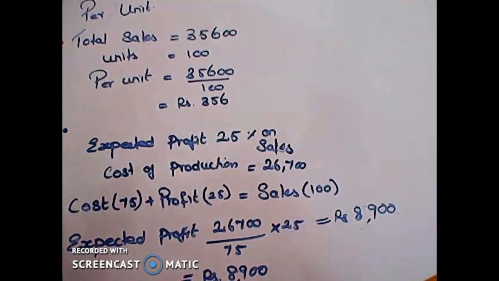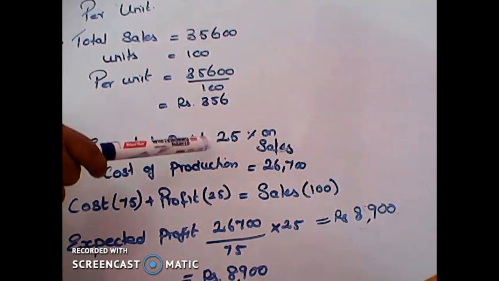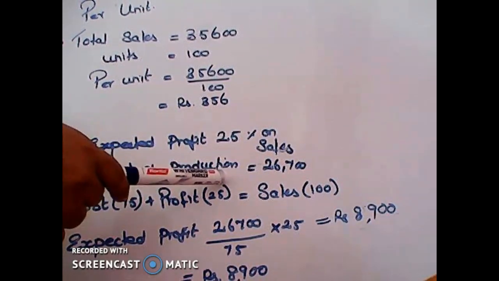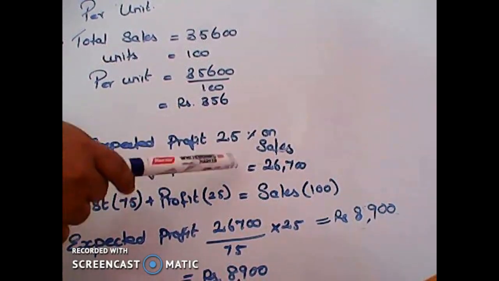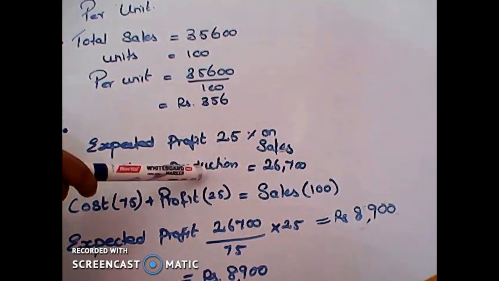Then another point: in any question we may come across the words expected profit. For example, expected profit 25% on sales. What is that? If it is given as 25% on sales, and for example the cost of production is 26,700, we have to calculate the profit with the help of this cost of production.